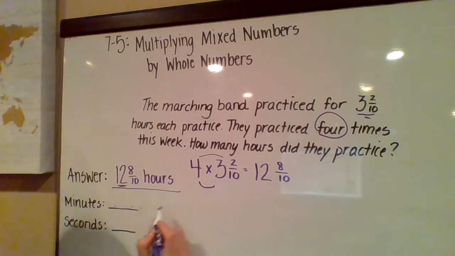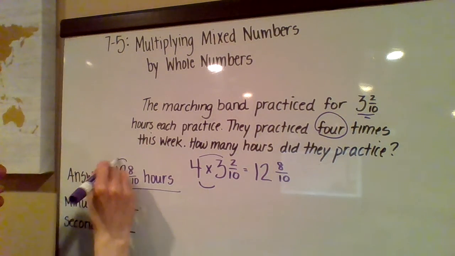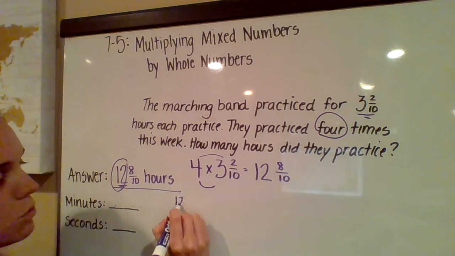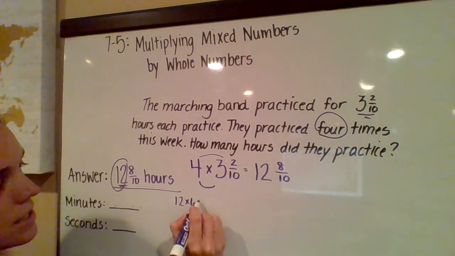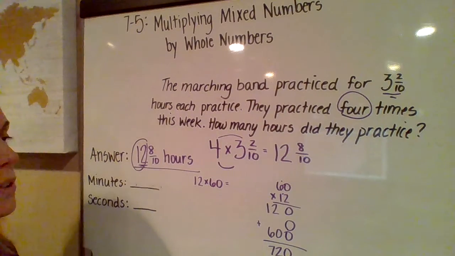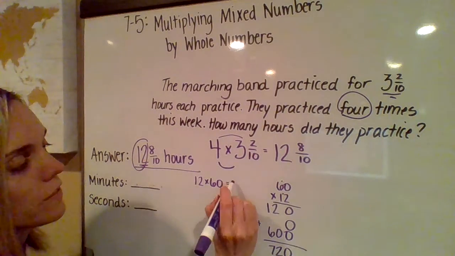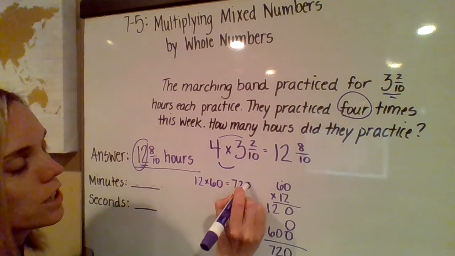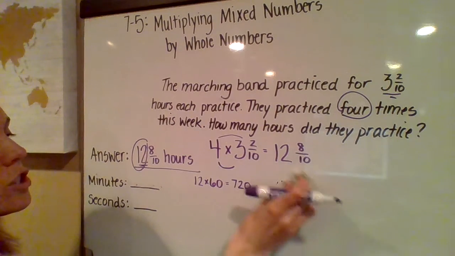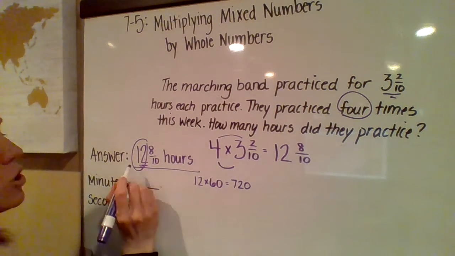We have to convert this to minutes. So first do your whole. So first we know there are 60 minutes in an hour. So first we do 12 times 60. And that's going to give me the amount of whole hours. So pause this and solve that now. So when you did 12 times 60, you should have gotten 720.